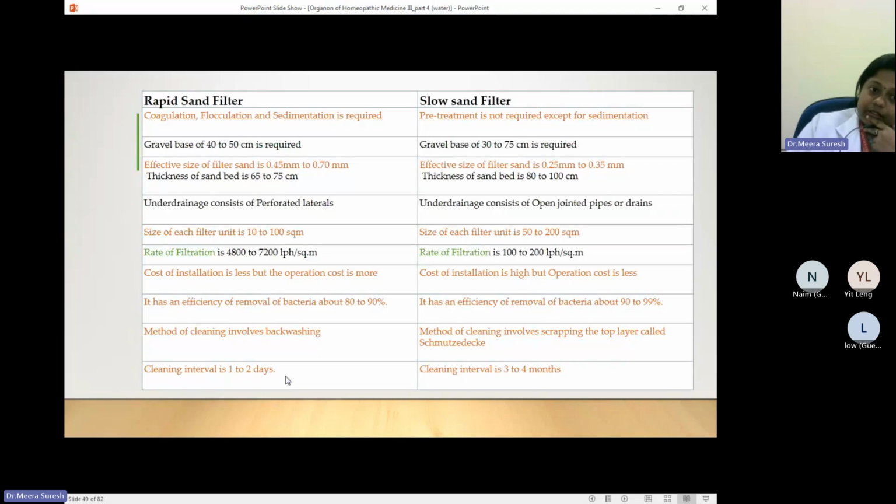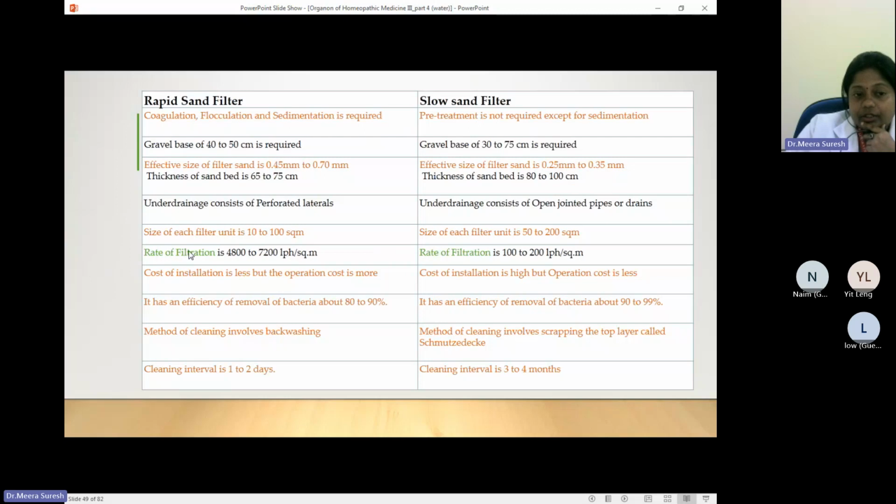So this will be the difference between rapid sand and slow sand filter. The things that I have put in brown color, you have to study that because it may be asked as a question. So in rapid sand filter, as we saw, there will be the process of coagulation with alum, flocculation, sedimentation we are doing. But in slow sand, no pre-treatment is required, just storage. Then the effective size of filter is 0.4 to 0.7 mm. Over here it is 0.2 to 0.3 mm.